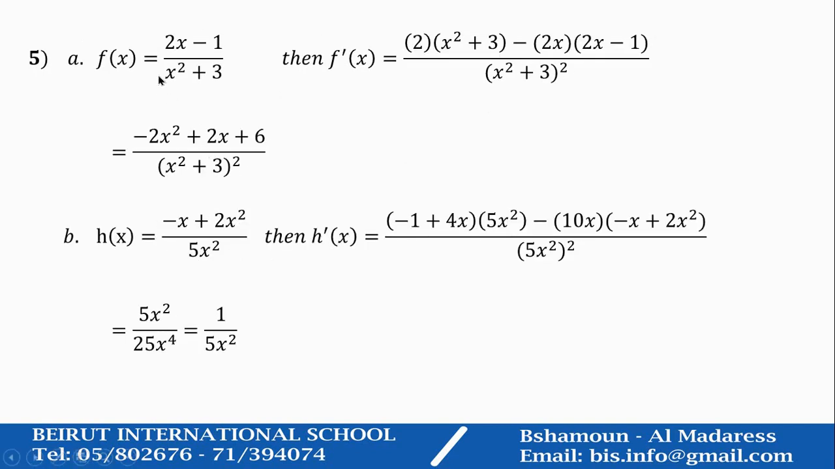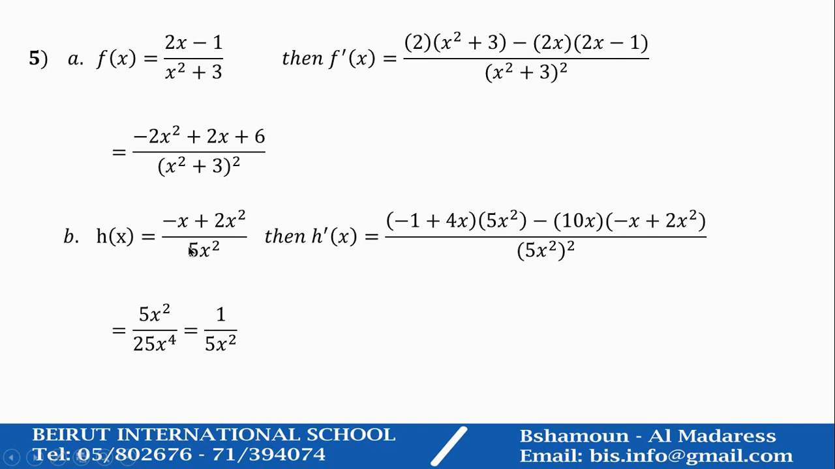Number 5, f of x is a ratio of two polynomials, u prime v minus v prime u over v squared. You find u prime, you find v prime, and you substitute. U prime is 2, v prime is 2x, so you substitute u prime v minus v prime u over v squared.